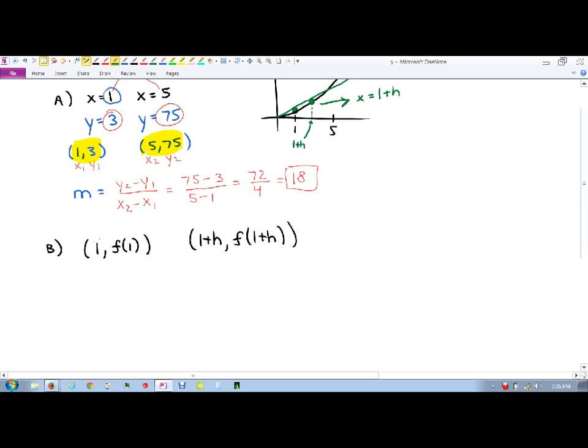So here we go. Again, labeling this x1, y1, x2, y2. Well, what we could do and should do first is let's figure this out. 1 is the x value. If we plug 1 into the function, we already know, that was done up here, that we get a 3.